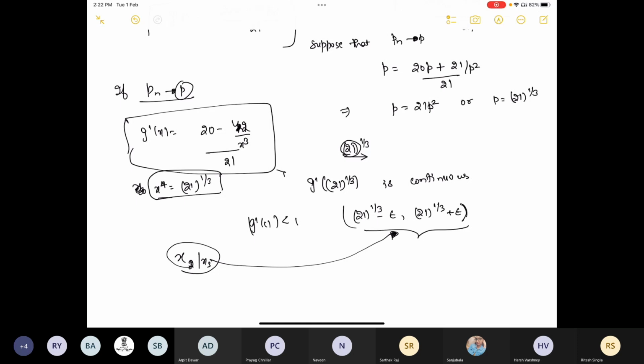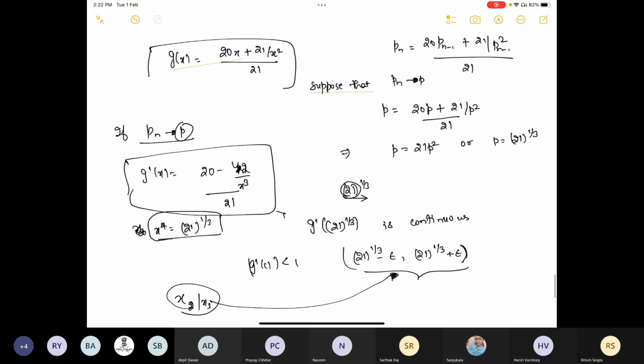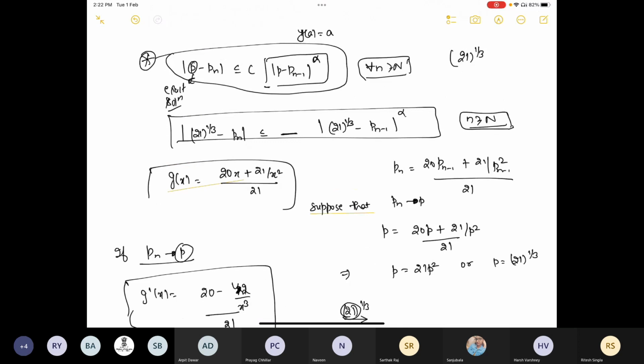And otherwise, the best method is to start with this: p minus p_n. It might be lengthy, but it will surely give you the order. If at all p_n is converging, say p_n is converging to p, then what will be the order?